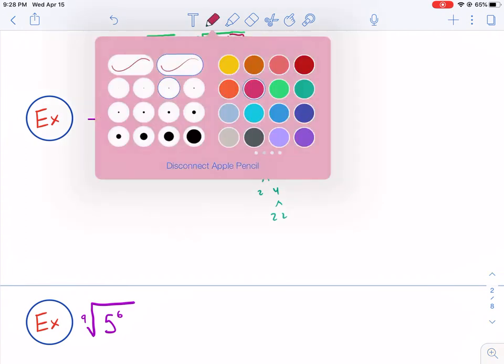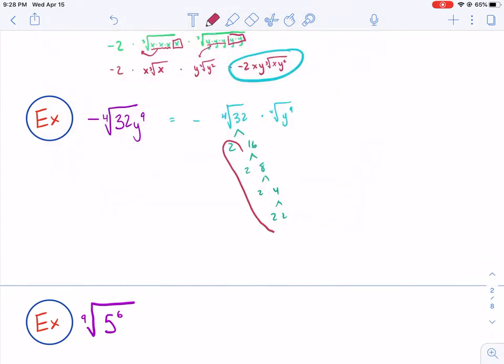We're looking anywhere we see 4 2s: 1, 2, 3, 4. So we're going to have 1, 2 leave the house, 1, 2 stay home. And this is a fourth root of 2. Don't forget the minus sign. And now we need to do the same thing with the y's.